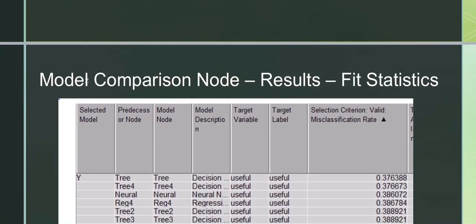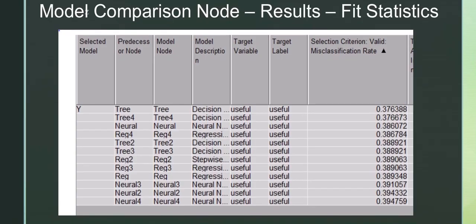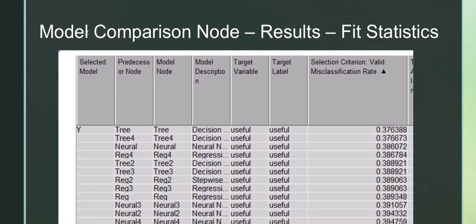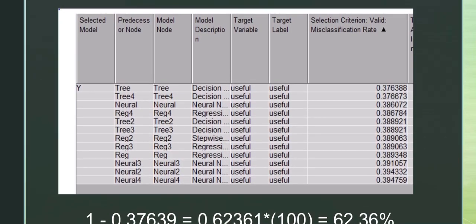This is my model comparison node. I viewed the results and then went to fit statistics, and I can see here the different misclassification rates. They are in sequential order with the lowest on the top. So the decision tree by itself is the lowest at 0.376388. That is the lowest misclassification rate, which means it is the highest accuracy. To find the accuracy, you simply do 1 minus the misclassification rate, which gives you 0.62361 multiplied by 100. So 62.36% is my accuracy, which makes the decision tree the most accurate.